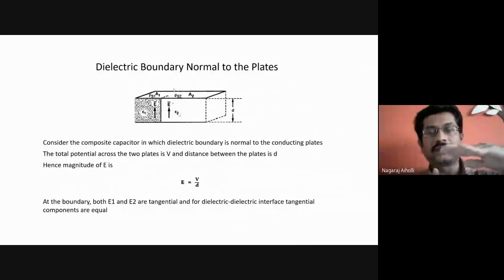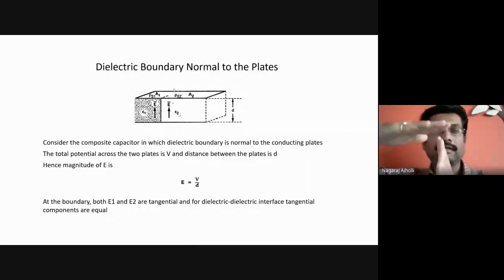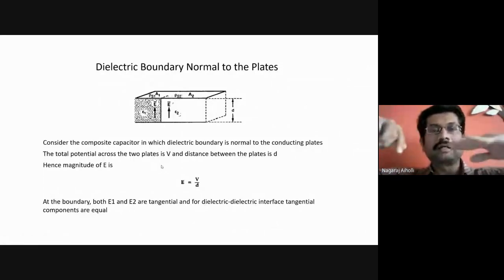This dielectric boundary is perpendicular to these plates. It is in between, so it is perpendicular to this plate, and again perpendicular to the other plate also. The total potential across the two plates is V, the potential difference between the plates A1 and A2 is V volts, and the distance between them is small d.